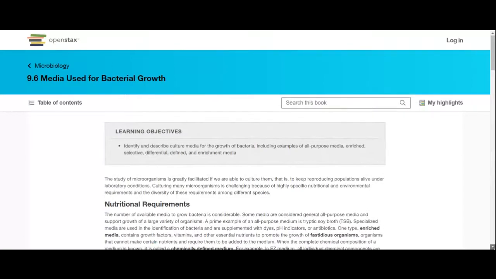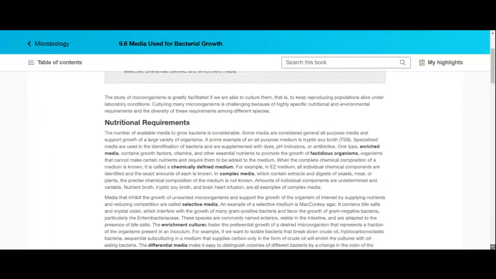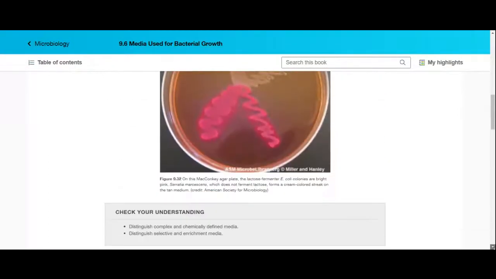So we are going to use some of these in this 9.6 here, some of the different media that are used. We're going to use MacConkey, and we're going to use mannitol salt agar. We're going to use blood agar. We're going to use the thioglycolate media next week. So we get into these specialized media, and there are hundreds of them. We could spend a whole 16-week semester just looking at the different types of specialized media there are.